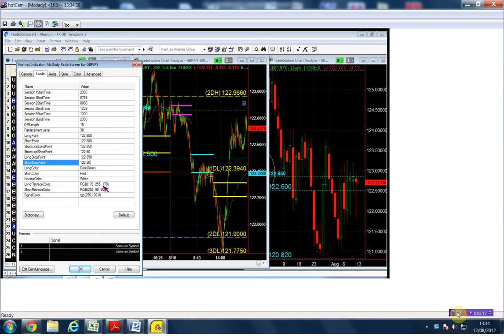So for the pound yen, we're buying above the 122.85, which is our structural long point, and it is going to be my stop. To go short, we're going to go short below the 122.50. It is our structural short point, and of course it will be my stop. Okay, that is the pound yen. Let me save that.